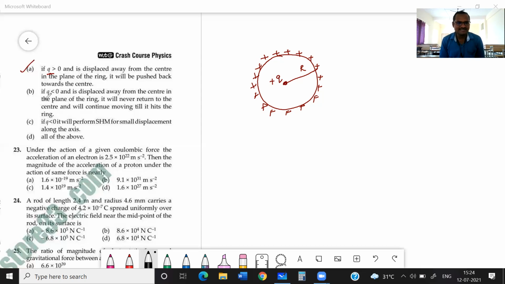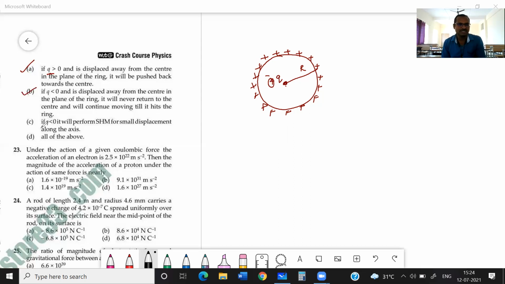Next, option B. They said if Q is negative, and it is displaced from the center in the plane of the ring, then it will never return to the center and will continue to move till it hits the ring. Yes, if it is a negative charge and it is displaced from its center, the attractive force will act more on that side, so it will be attracted towards that side and hit the ring. Clear? Yes, it is also possible. So option B is also a right answer.